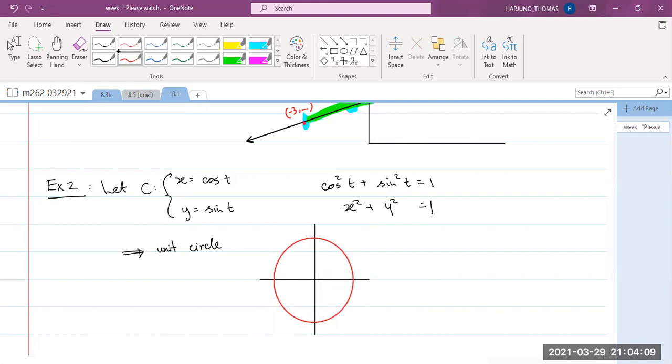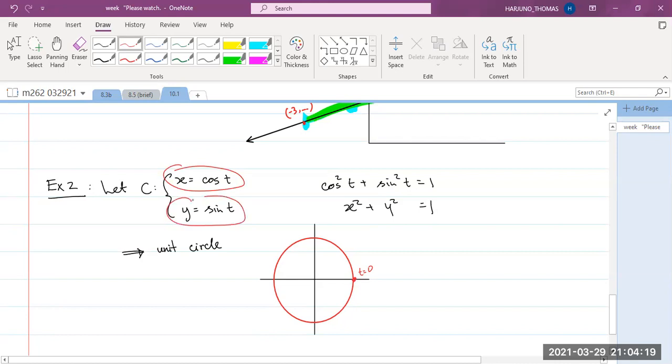But let's take a look at when t equals 0. When t equals 0, x is 1, y is 0. So when t equals 0, it's here. When t equals pi over 2, it's here. When t equals pi, it's here. As you can see, it actually moves in this direction.